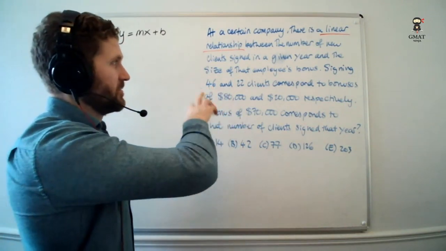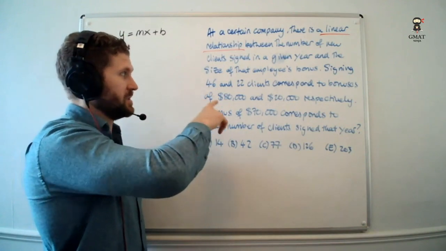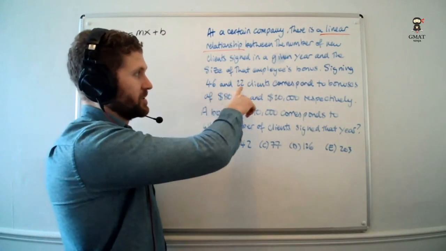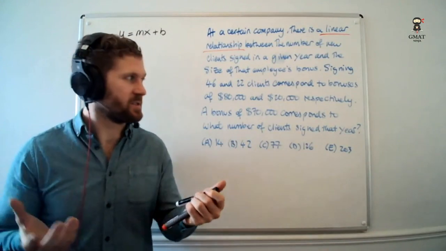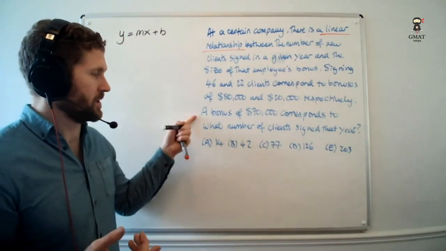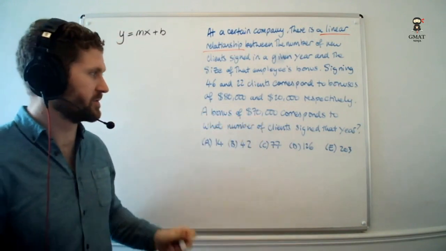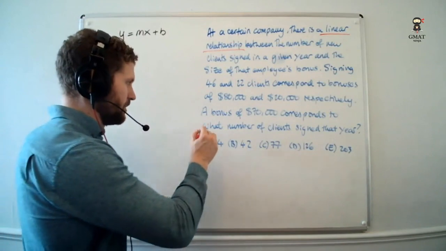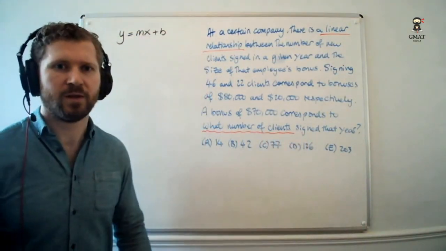We know that signing 46 new clients will lead to a bonus of $80,000 and 22 clients will lead to a bonus of $20,000. For our relationship, that gives us a set of coordinates. And the question asks us, a bonus of $70,000 corresponds to what number of clients? So the question here is what number of clients?